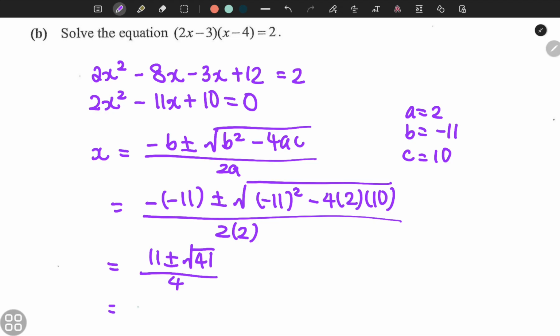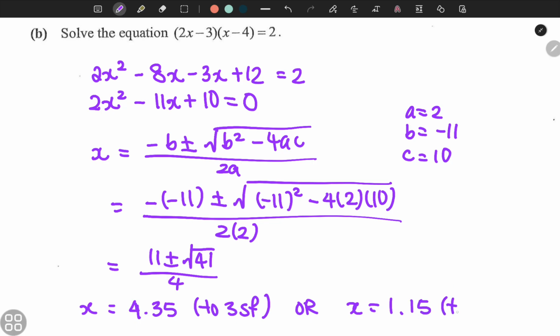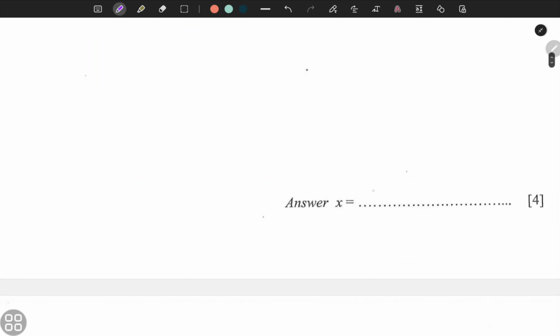Key this into my calculator and I get 4.35 to 3SF, or x equal to 1.15 to 3SF as well. So 4.35 and 1.15, I've got to write that over here. So 4.35 or 1.15. I need to write both of them to be able to get the full marks.